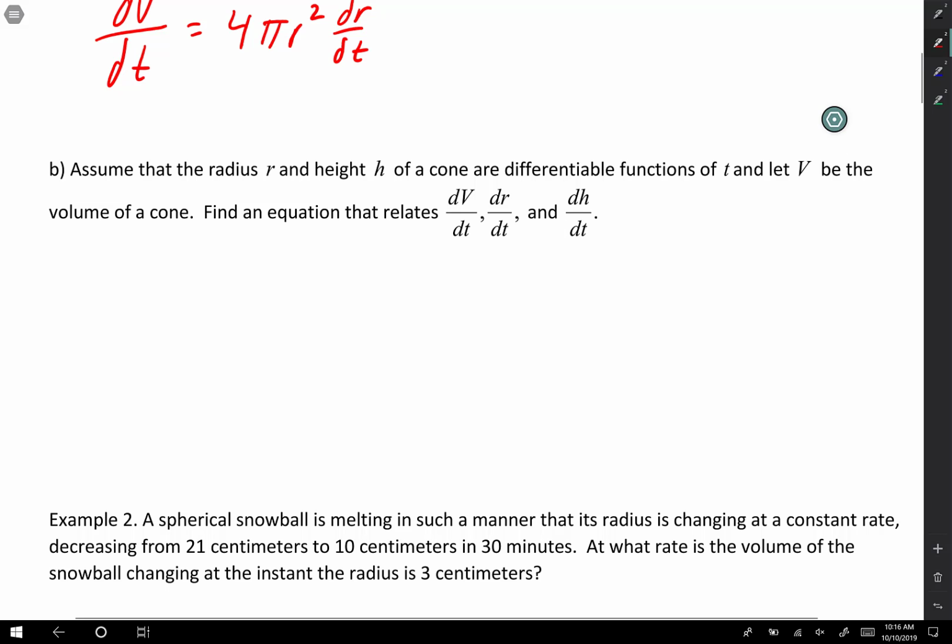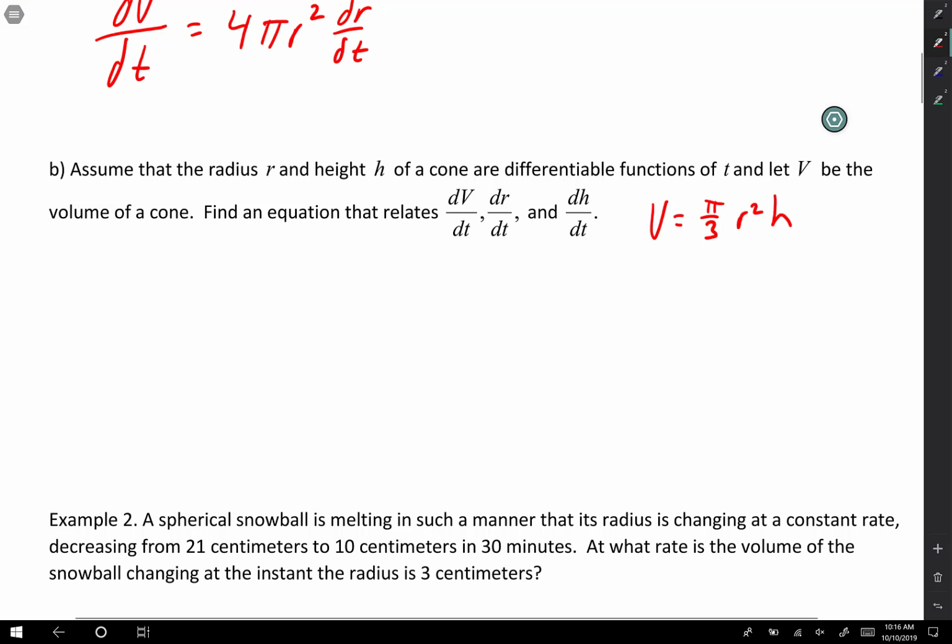Assume that the radius r and height h of a cone are differentiable functions of t, and let V be the volume of a cone. Find the equation that relates dV/dt, dr/dt, and dh/dt. All right, so before we even get started, do you guys know what the volume of a cone is? It's 1/3 pi r squared h. You can write it as pi over 3 r squared h. So there's the volume of a cone.